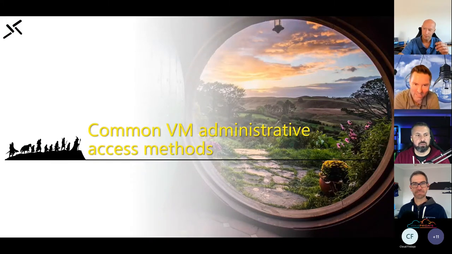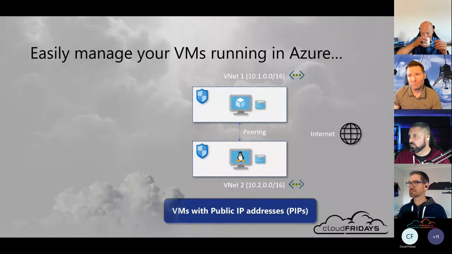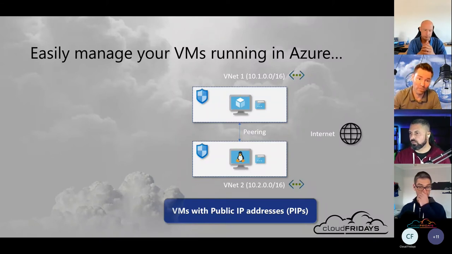So like Micha said, with that all being said, I think we can now focus on our first topic, where we'll look into the most common VM administrative access method. So, as most of you will know, the easiest way, but also the least secure one to connect to an Azure VM is through the use of a public IP address, a PIP.